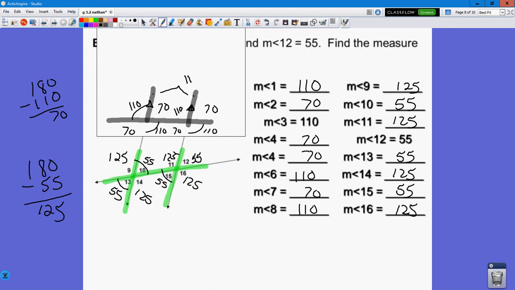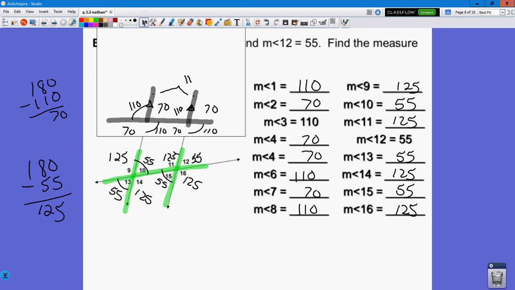If you get a picture where there's more than one set of parallel lines in the picture, do yourself a favor. Cover up a chunk of it, do one section at a time. Fill in all the pieces you know, cover up that section, go on to the other section and look at it separately. You're less likely to make mistakes. Are you good?